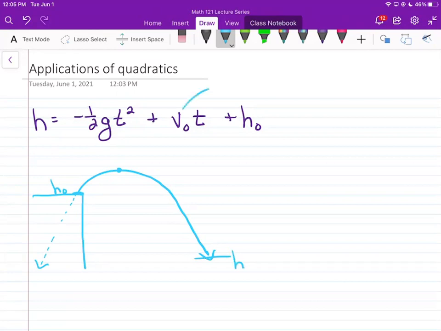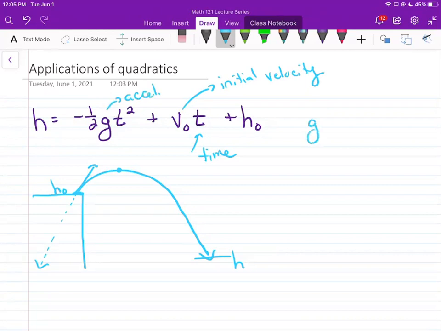The speed at which the object is thrown is v naught, or the initial velocity. The t is the time that it takes the object to complete this path. And g is the acceleration due to gravity. G can be written one of two ways. If we're measuring our distances in feet, it is 32 feet per second squared. If we are measuring it in meters, it is 9.8 meters per second squared.